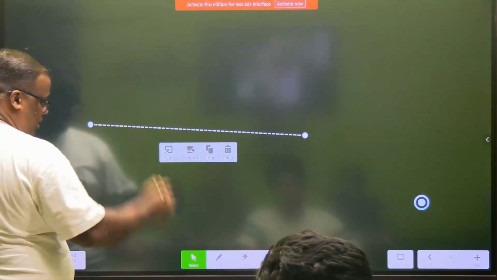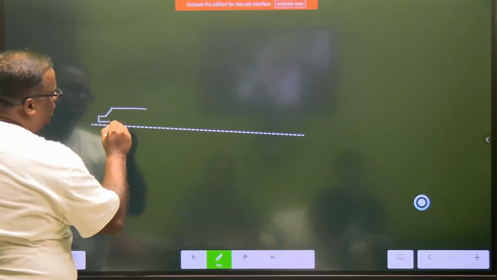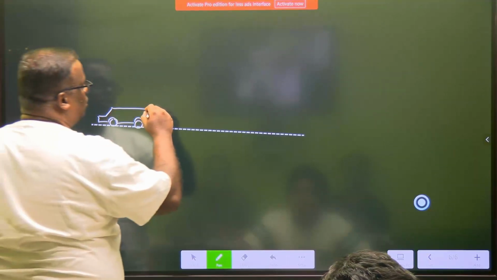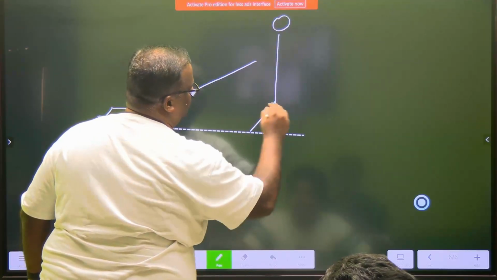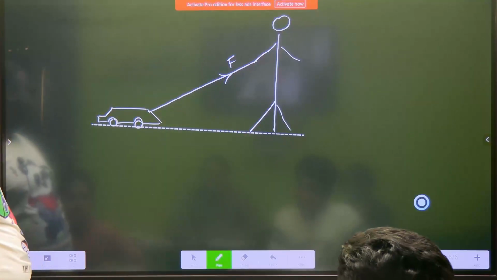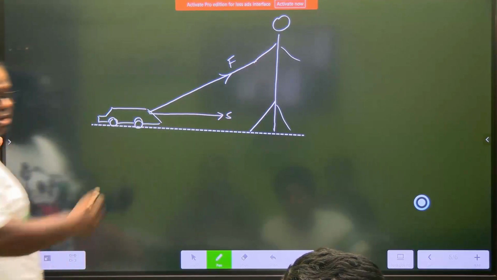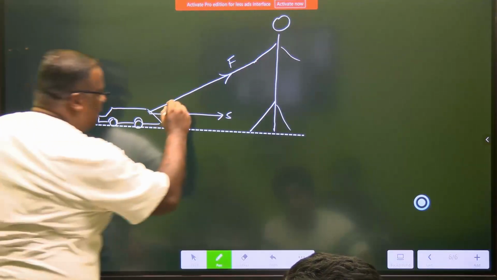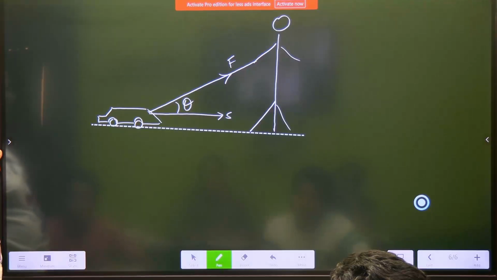My example was that there is a toy car, and the toy car is being pulled by a child. Which direction is it pulling? F. And the toy car is actually undergoing a displacement in this direction. ये बड़ा common है हमारे लिए. The toy car goes in this direction. Let's say the angle is theta now. Now we have to say, is work happening here?